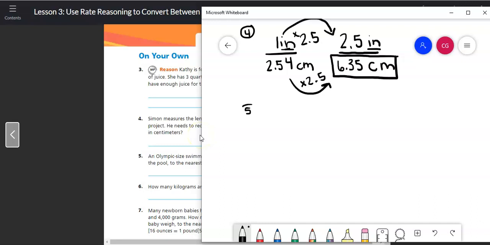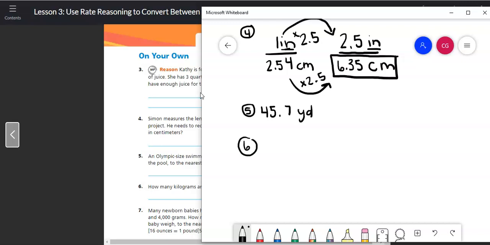Number 5. An Olympic-sized swimming pool is 50 meters long. How many yards long is the pool to the nearest tenth of a yard? So it's going to be 54.7 yards.